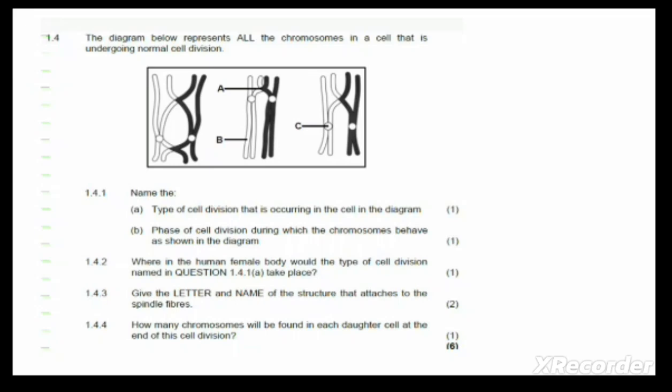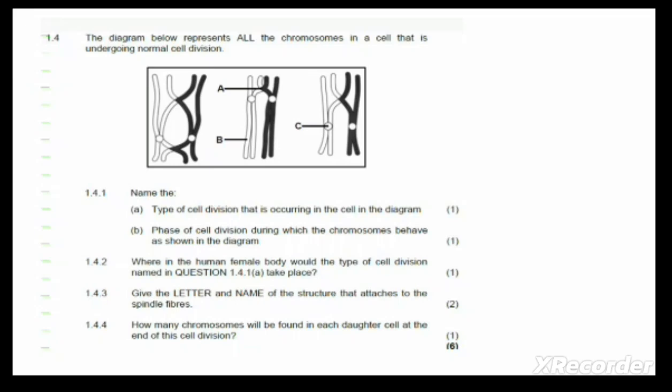They say name the type of cell division that is occurring in the cell in the diagram. If they ask you about cell divisions, you should choose from mitosis and meiosis. So currently we're talking about meiosis, and that is meiosis. If they ask you about phases, you're going to choose from interphase, prophase, metaphase, anaphase, and telophase. And if they ask you about structures, they might be asking about chiasma, centromere, and chromatids. Let's look at the next question.